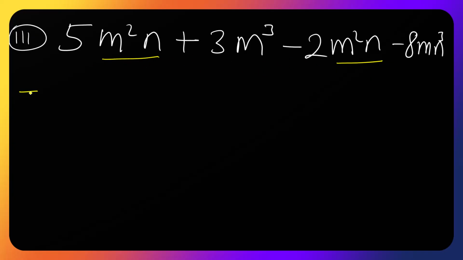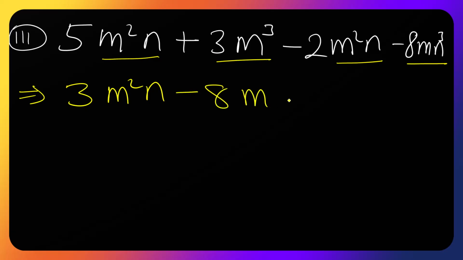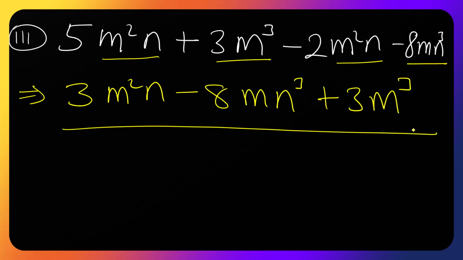So that will be 5. Let's group them. 5 minus 2, that will be 3m squared n. And let's see if we get another one. So this one is different, and this one too is different. So we just align them like that. Minus 8mn cubed plus 3m cubed. From here, there is no way we can add them because the arrangements are not the same. Look at m squared n, and this one is mn cubed, and we have m cubed.